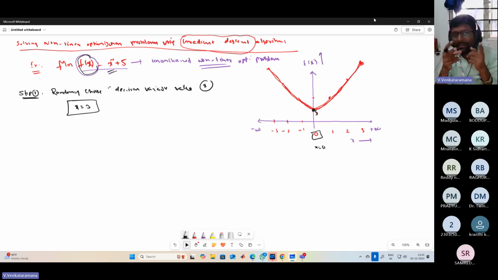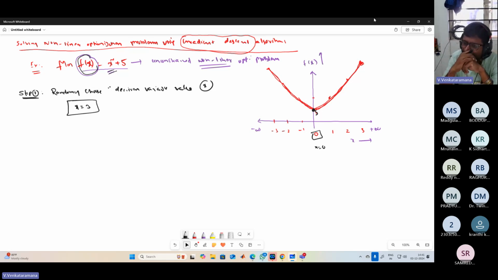Again, for this problem, writing code for the gradient descent algorithm is not required. By seeing the problem, we can easily tell that at x equal to 0 the function will be minimum, and the minimum value of the function equals 5. But to understand, I'm taking a small example. Okay, fine. So I took x equal to 3. So now, what is the next step?